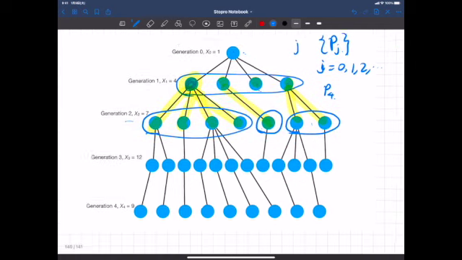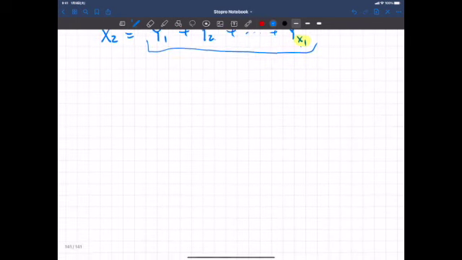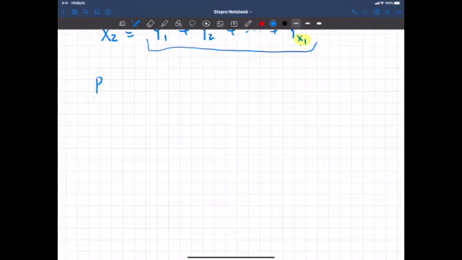Now we have the following probabilities. First of all, the probability that Yk is equal to j is given by pj, because Yk is the number of offsprings produced by a single individual. So that probability distribution is known. That is pj.